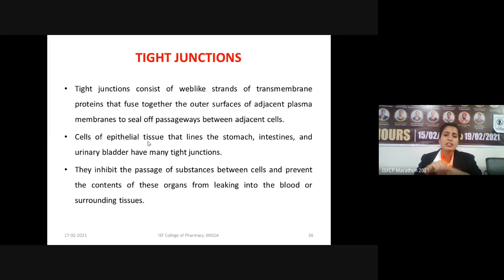Because the stomach, intestine and bladder are the structures through which the food we eat has to pass, or in the case of the urinary bladder, the urine has to pass through. So there are a lot of chances that things may leak towards the cells. To prevent the leaking or to inhibit the passage of these kinds of substances, the tight junctions are present in these structures. Okay, so what is their function now? They prevent the contents of the organs mentioned above from leaking into the blood or into the surrounding tissues.